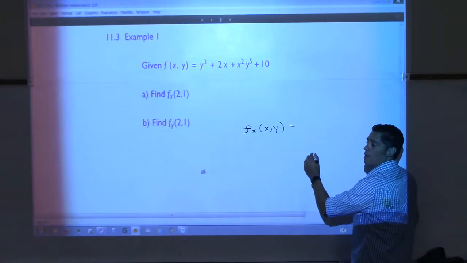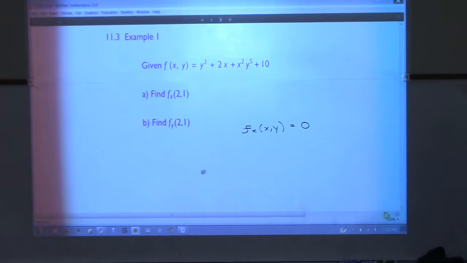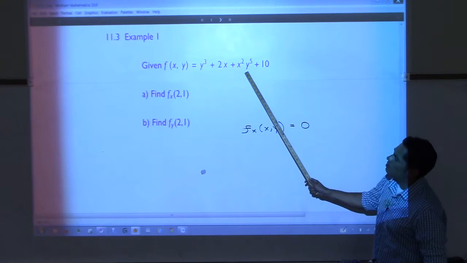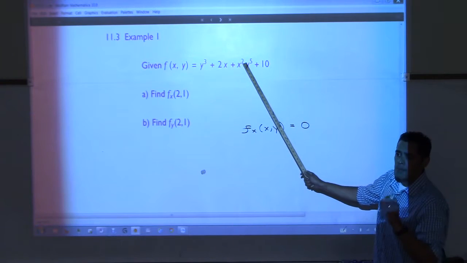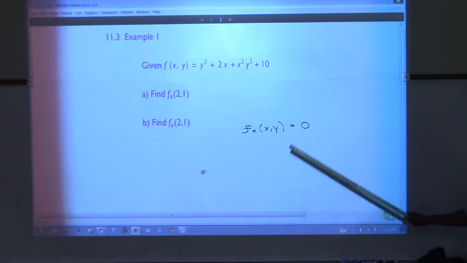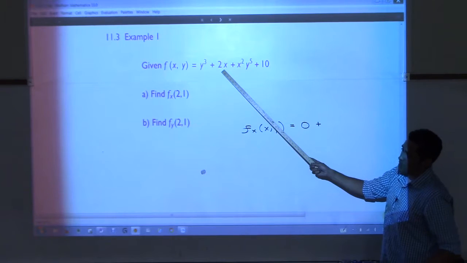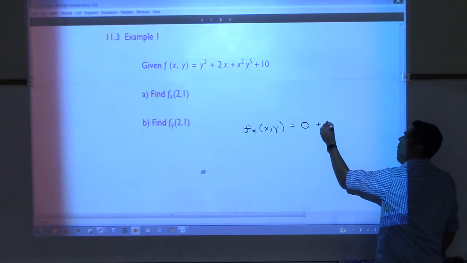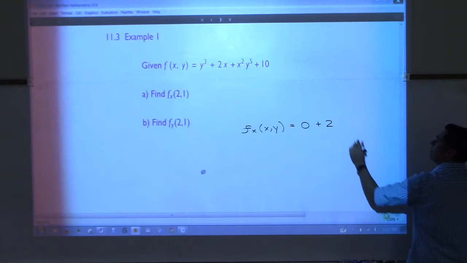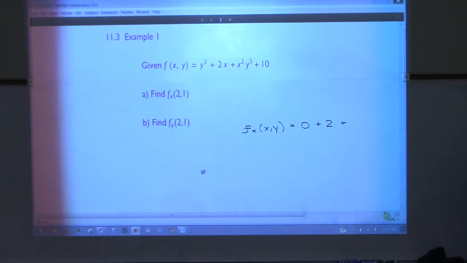Student: Do we pick the y value? You're not picking the y value. It doesn't matter because the derivative is just 0. Even if the y is going to play a role in here, later on you can plug in the y. Okay, so 0 and then plus. Now I'm taking the derivative of 2x by itself with respect to x, which is just 2. And then plus, now what do I have going on here? x squared times y to the 5th. So you're going to have 2x y to the 5th.